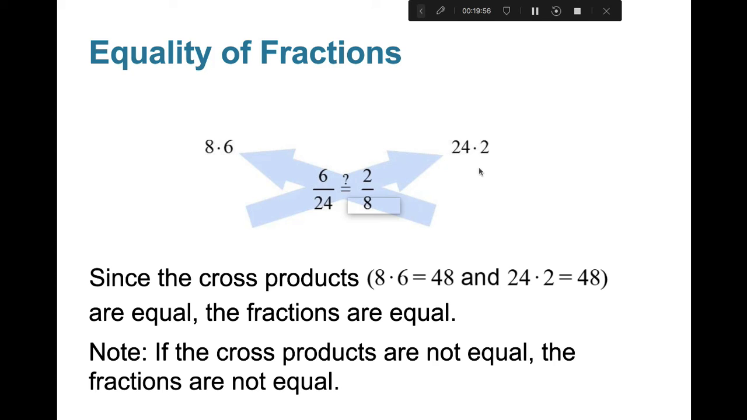So 24 times 2 is 48. 6 times 8 is 48. So therefore, those are equal. If you multiply those across and they do not equal each other, they are not equivalent fractions.